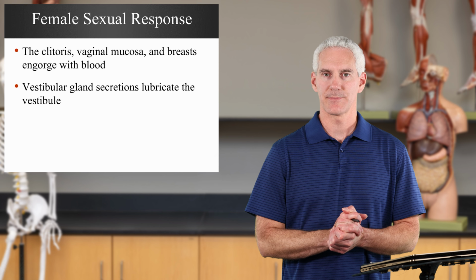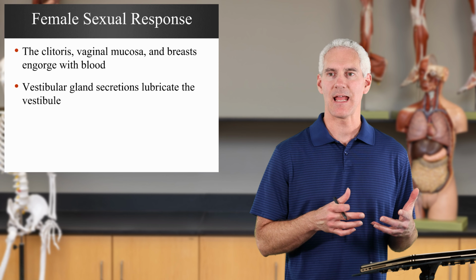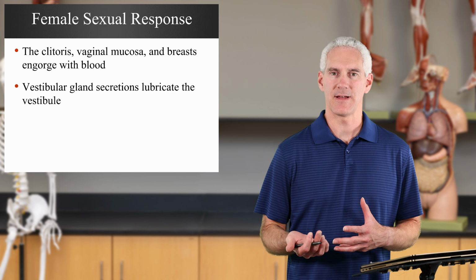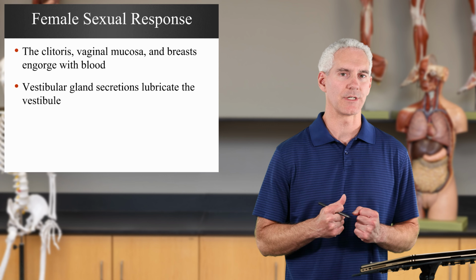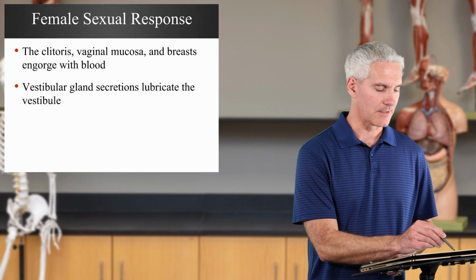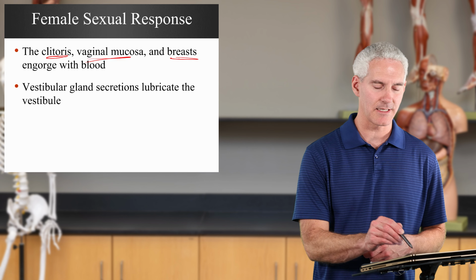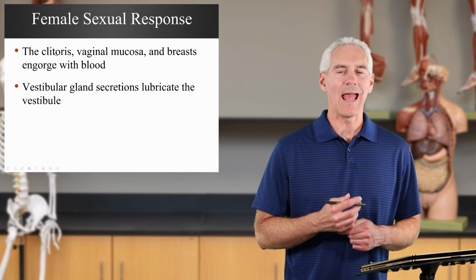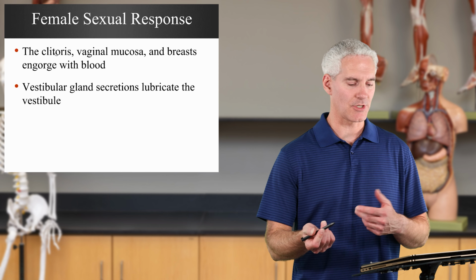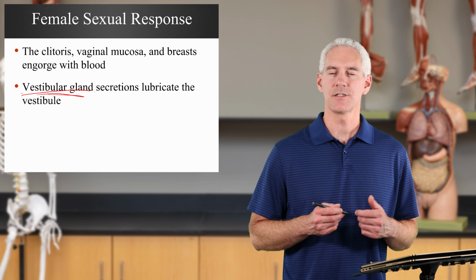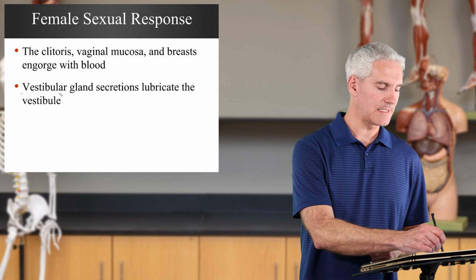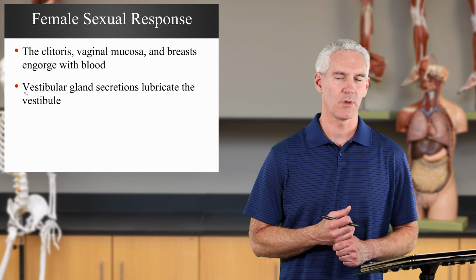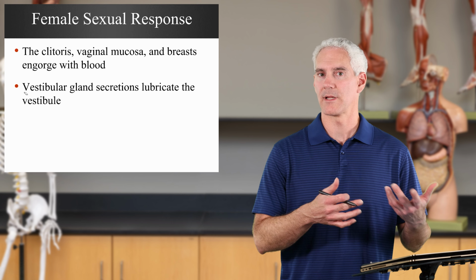Now, the female sexual response. In this case, it's similar to the male, as in blood is engorging. But it has a little bit different effect because it's not just one single place that blood's engorging and causing a larger change. Instead, the clitoris, vaginal mucosa, and the breasts all are having an increase in blood flow. And this increase in blood flow, this stimulation, is helping the vestibular gland to start secreting. It'll secrete the actual mucus solution that it has to help lubricate the vestibule of the vagina, basically the opening of the vagina.